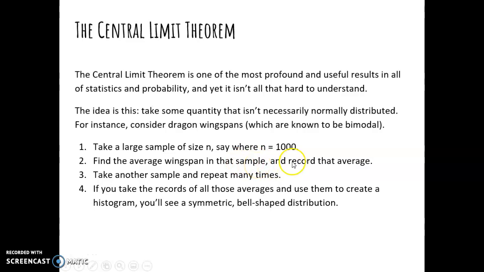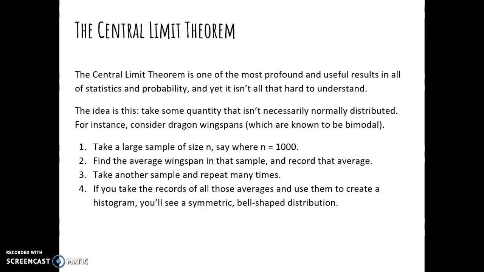so you take all the wingspans in that sample and you find the average and record that average, and then you take another sample of 1,000 and you find all their wingspans and take that average, and then take another sample and find the mean wingspan of each of those samples. If you take the records of all those means, all those averages, and use them to create a histogram, it's going to be symmetric and bell-shaped. And that is regardless of whether the original distribution was symmetric or not. But the sample averages, the sample means of your samples, will be a normal distribution, which is really cool that that's how things work out.